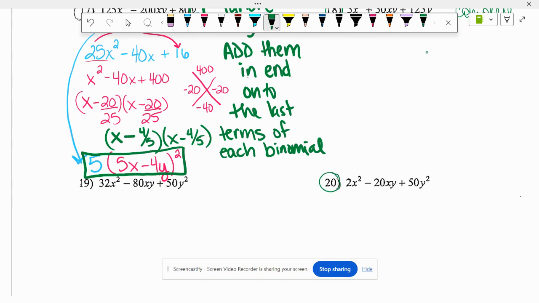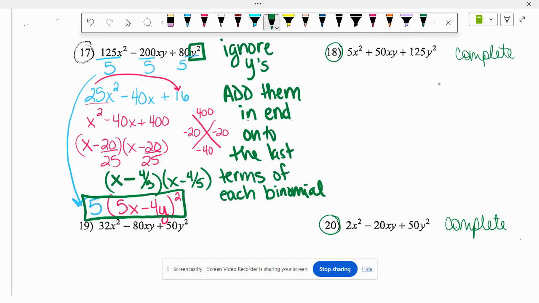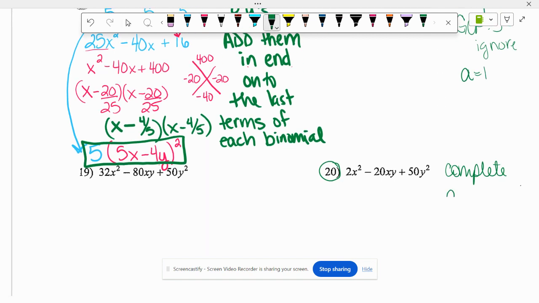And I'm going to ask you to complete number 20. So a couple of things. Both of these, so this one has a GCF of 5. And I want you to ignore the y's, right? Ignore the y's. But when you take out your GCF, then you have a equals 1. The same thing with number 20. This has a GCF of 2. And when you take out your GCF, you're going to end up with a term a equals 1. Again, on this one, I want you to ignore the y's till the very end.